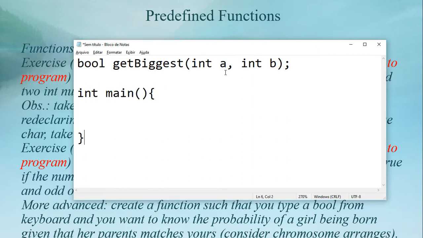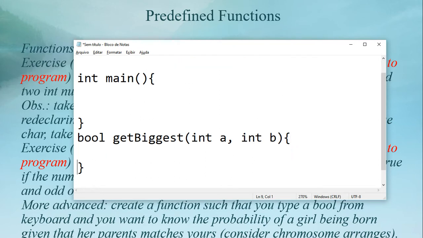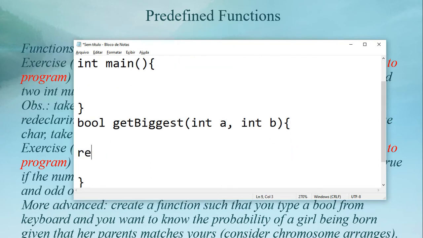and here we have declared the function, but we didn't define the function. So here we will define the function. So we will just return, right, between parentheses. It's very good to always put it this way. Return A bigger than B, right? So we're not considering the case in which they are equal.